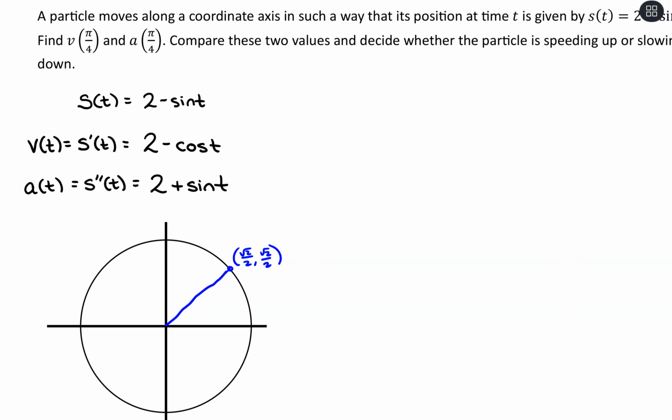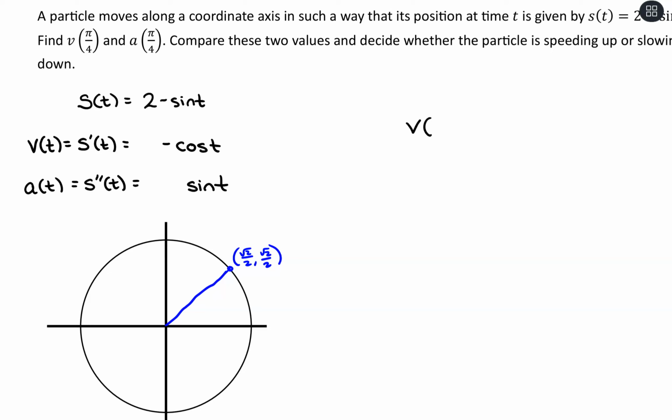And you know what? I kept that 2 there, but I should not have done that. Taking the derivative of 2 minus sine of t would just be negative cosine of t. And then derivative of negative cosine of t would just be positive sine of t. There we go. Moved a little too quickly there.